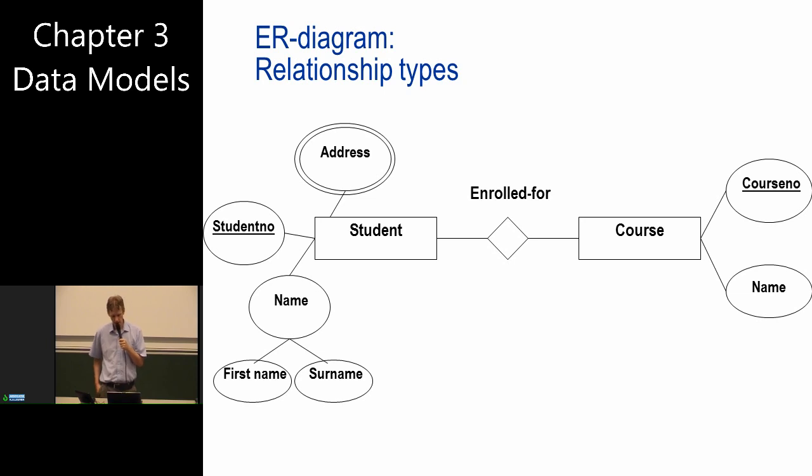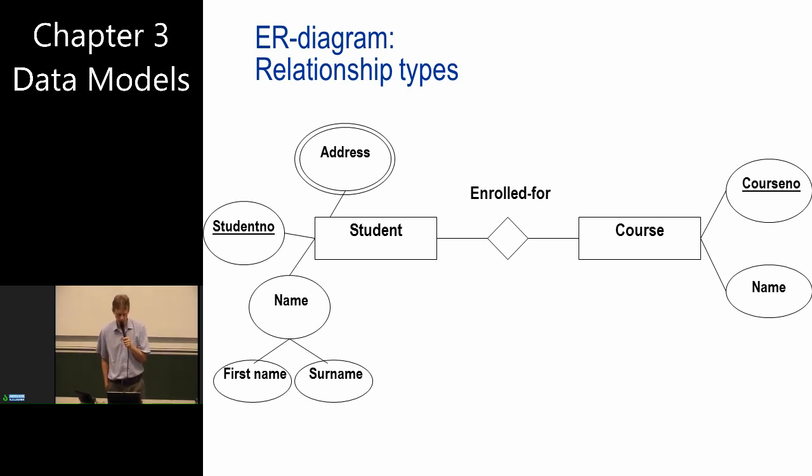The way we're going to represent relationship types is by means of a diamond. So here you can see the diamond between student and course, and the diamond can be interpreted as two arrows. So there's just two arrows connected to one another, making up the diamond. And then the arrows can be read in both directions, right? So you can read an arrow from student to course, and you can have an arrow from course to student.